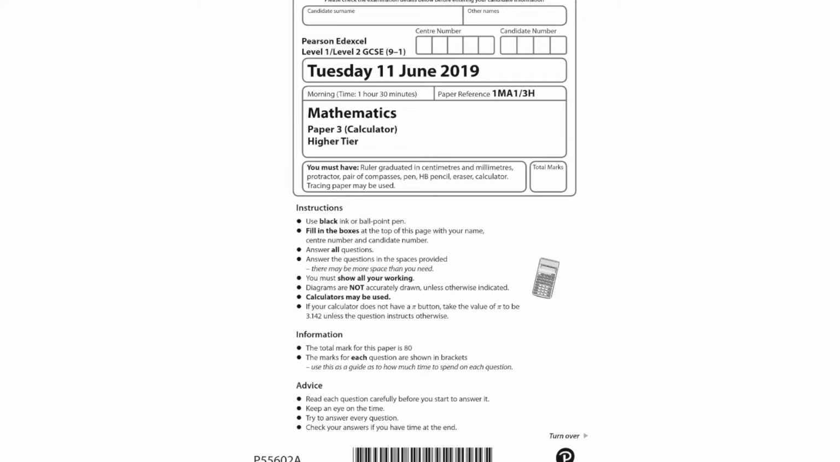In today's live, we'll be going through the June 2019 Paper 3 Higher Tier Calculator paper from Edexcel. Make sure that you've got your calculators with you, the ones that you will obviously be using in the exam as well, preferably. I've linked this paper in the description so you can have a look at that. You can open it and download it yourself, or you can also find the mark scheme in the description as well.